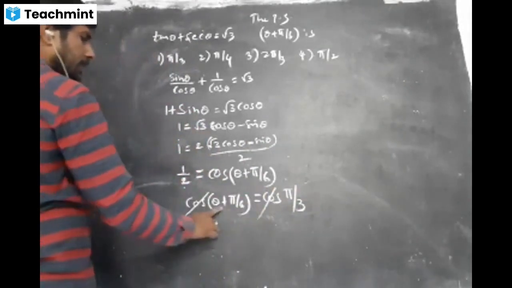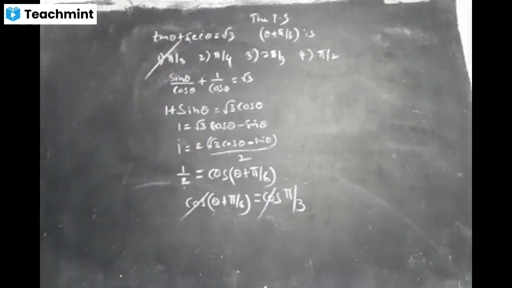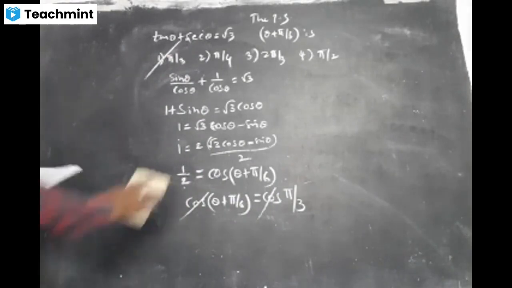So cos will be cancelled. Theta plus pi by 6 is equal to pi by 3. So our first option is the right answer. Pi by 3 is the right answer. Next one.